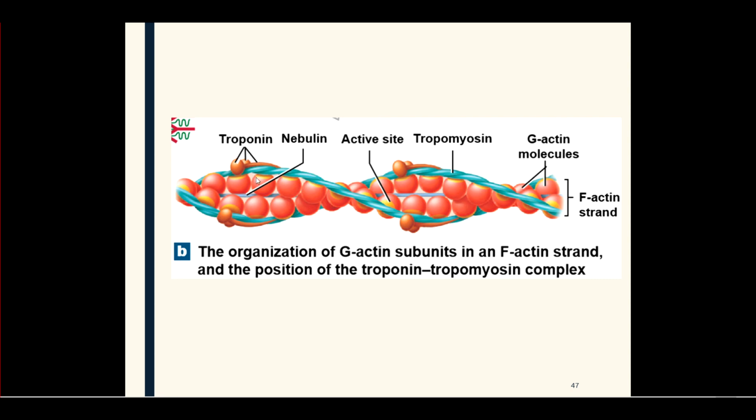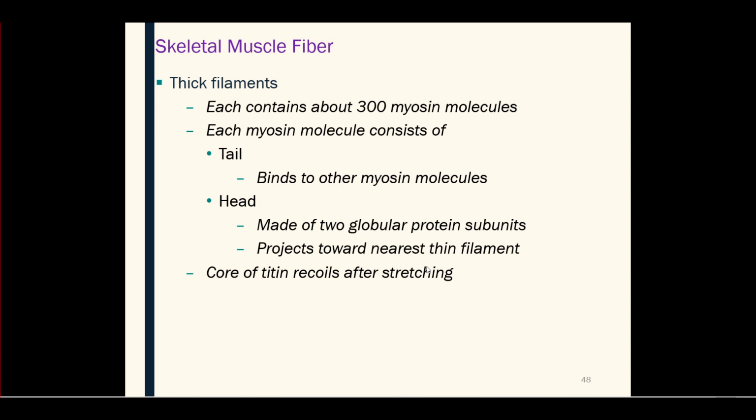Then the active sites on the G proteins are covered when a muscle is at rest by this braided protein here called tropomyosin. And that tropomyosin is connected to a regulatory protein known as troponin. And when this troponin receives calcium, it changes its shape, pulling the tropomyosin off of the active sites so that muscle contraction can take place. Okay, so that's the thin filament.